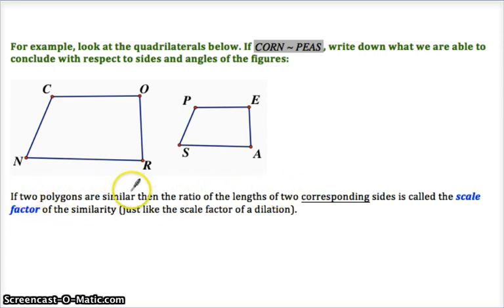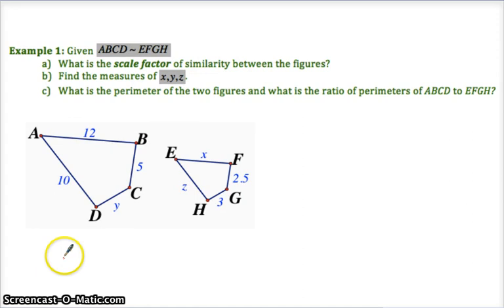But here's where we get into the calculation and the so what. If two polygons are similar, then the ratio of the lengths of two corresponding sides is called the scale factor. And there is such a thing as a scale factor. We spent all that time doing ratio and proportion. This is why, because this is how these things operate. So, given ABCD is similar to EFGH, and this is nice because they did this one all in kind of copy-paste, parallel order here, what's the scale factor of similarity between the figures? So what's the scale factor?